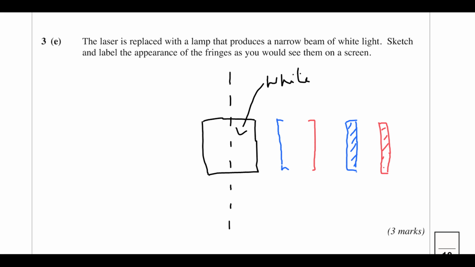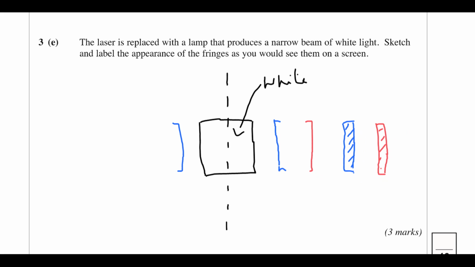And then we get a symmetrical pattern on the other side. Oh, whoops. That one should be violet. Violet there, red there, and then you start getting, oh, I've done it again. You actually start spreading out into separate fringes as you get outward on the pattern. So this is basically what it's looking for.